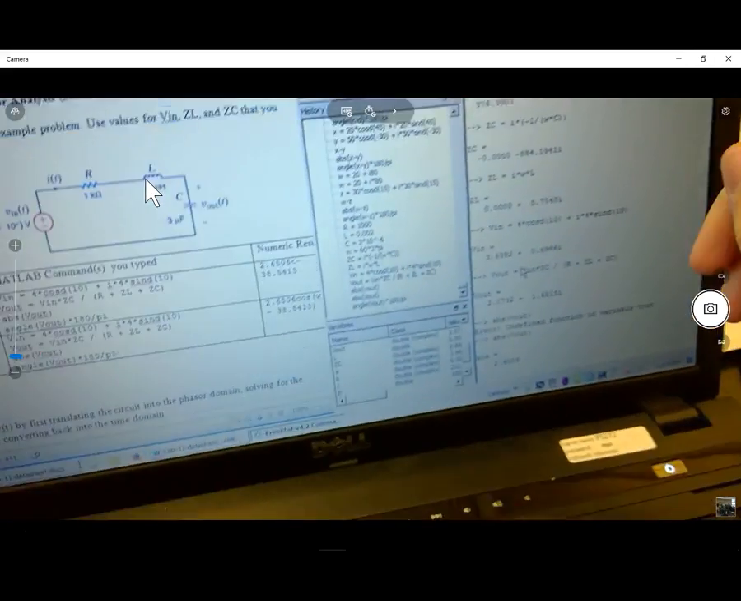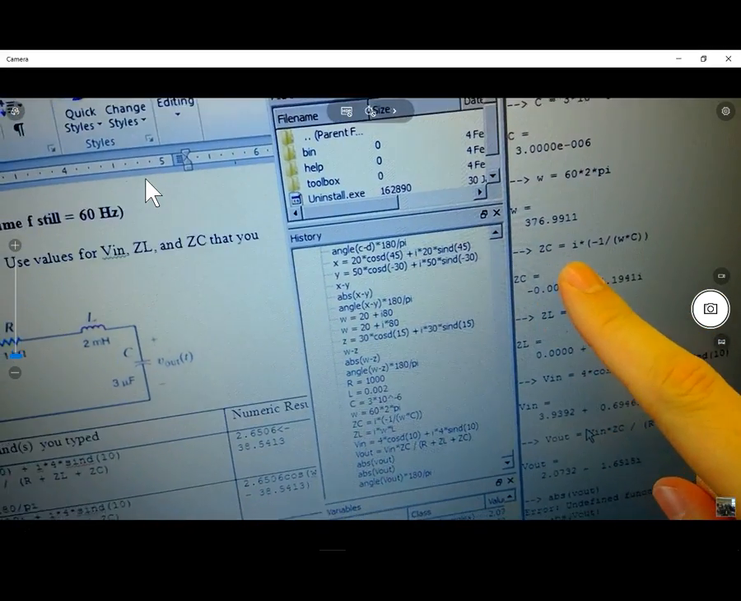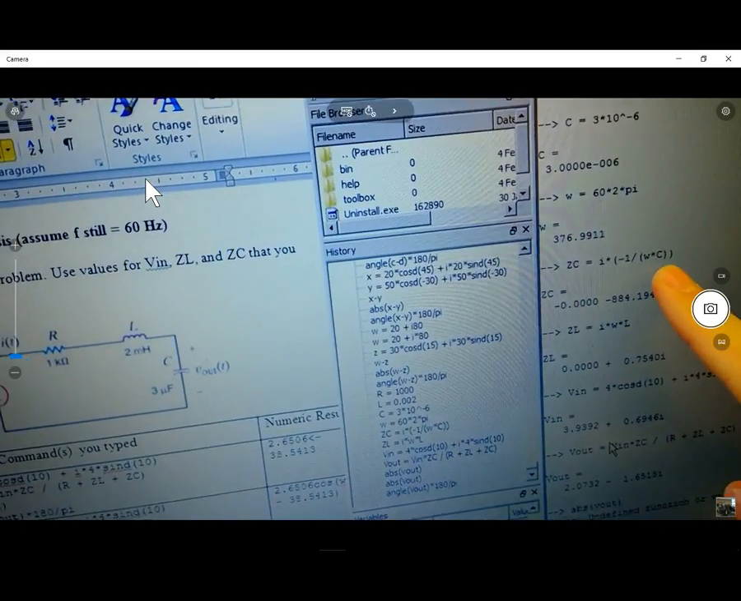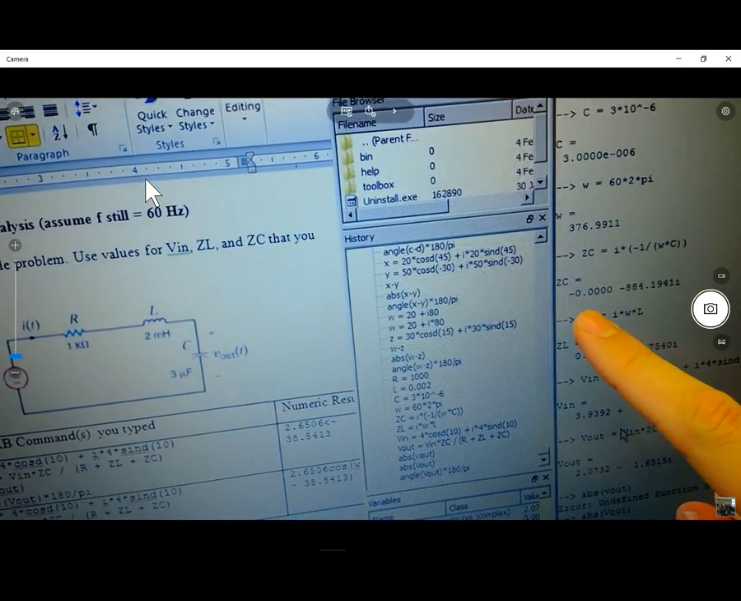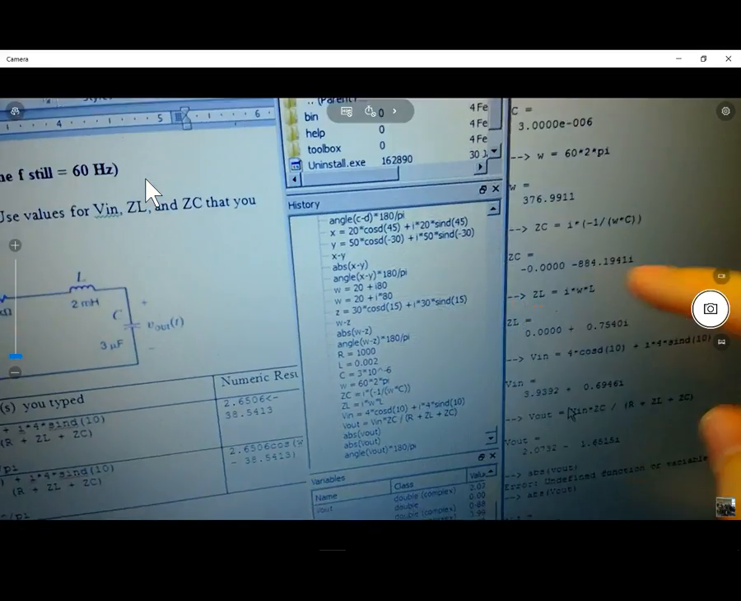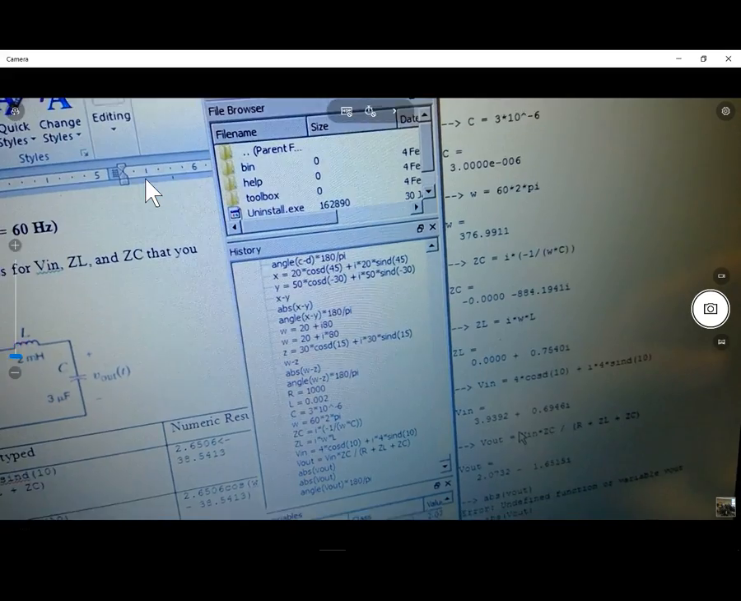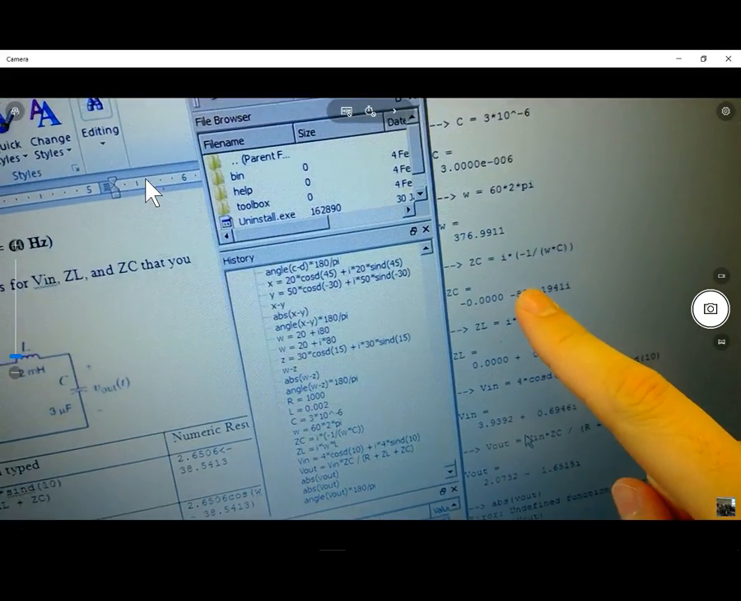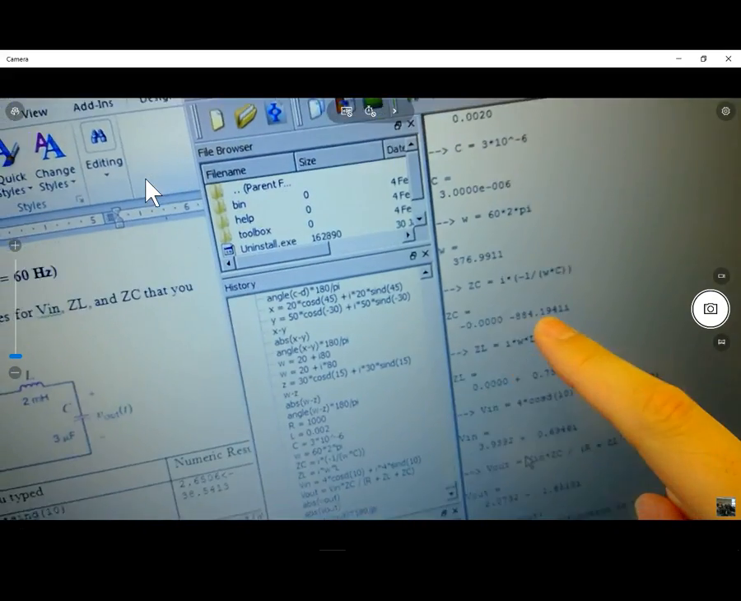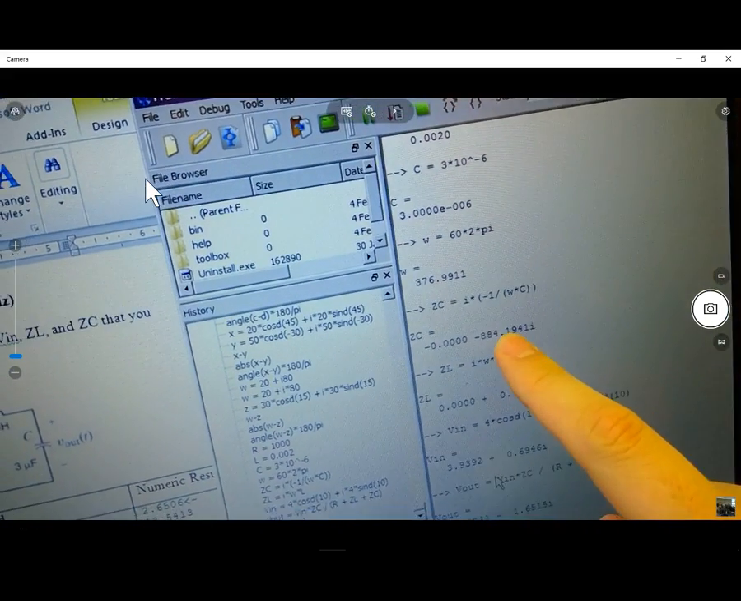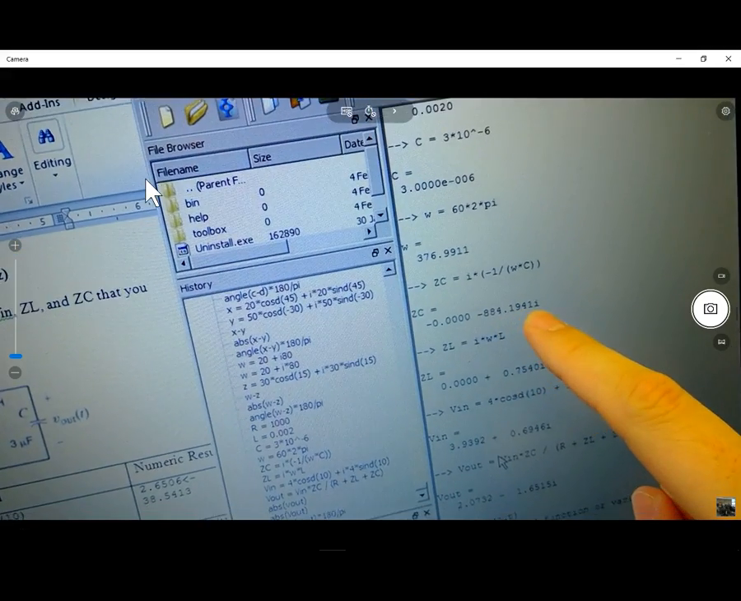There was one more thing we wanted. When I was calculating ZC for the impedance, I got this. And when it gave me my complex number, why did it give me a -0? It's just a really small zero, a very negative zero. But this part, the imaginary part, that is my impedance for the capacitance, right?